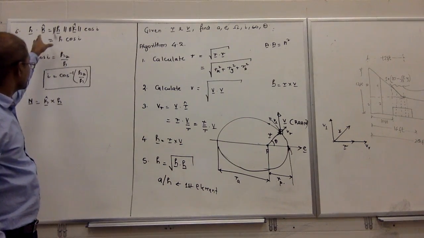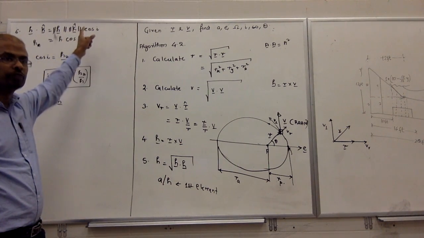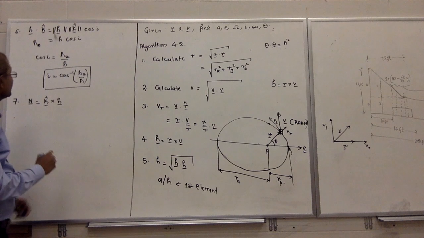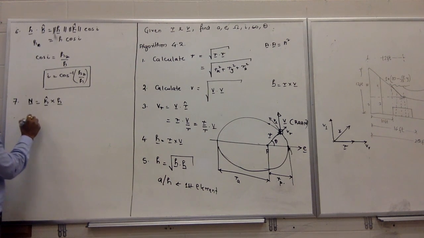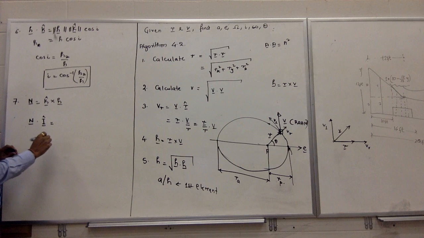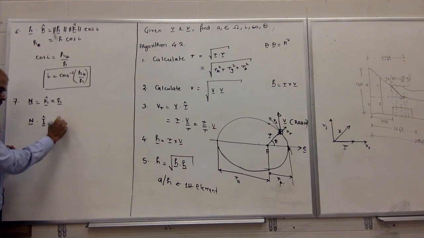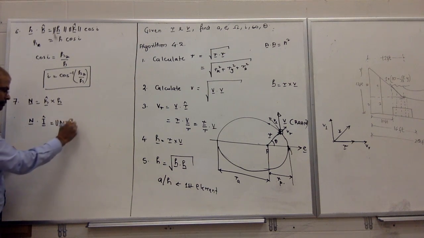Apply the same principle. Okay? Can I say n dotted with I is what? No. The magnitude of n, magnitude of I, cosine.